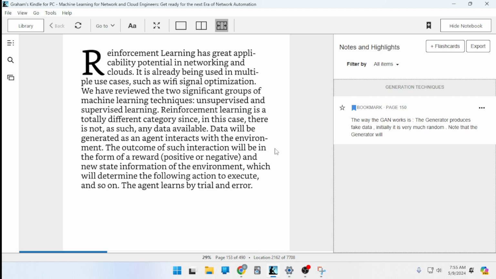We have reviewed the 2 significant groups of machine learning techniques: unsupervised and supervised learning. Reinforcement learning is a totally different category, since in this case there is not, as such, any data available. Data will be generated as an agent interacts with the environment. The outcome of such interaction will be in the form of a reward, positive or negative, and new state information of the environment, which will determine the following action to execute, and so on. The agent learns by trial and error.